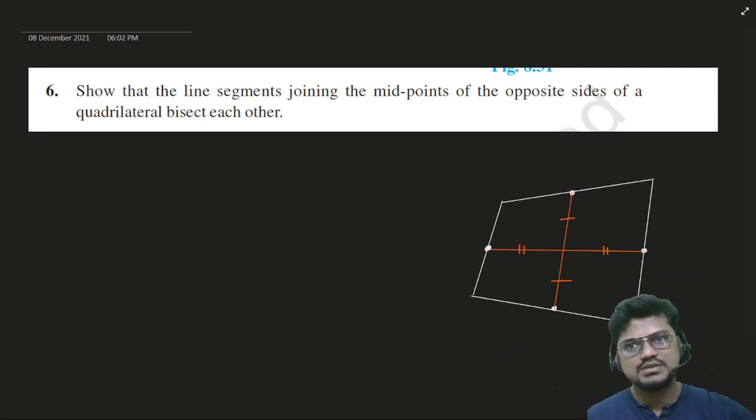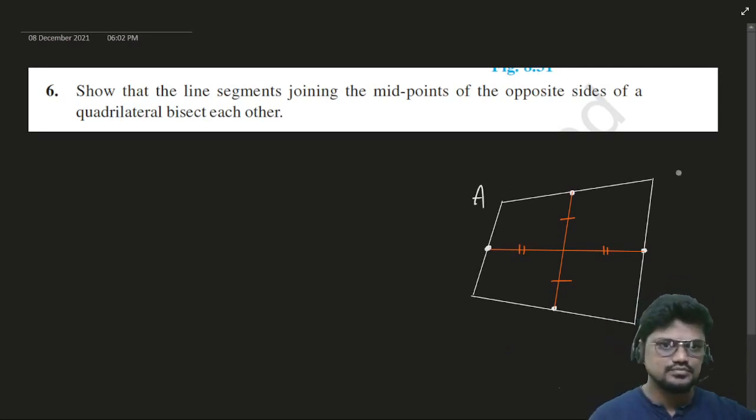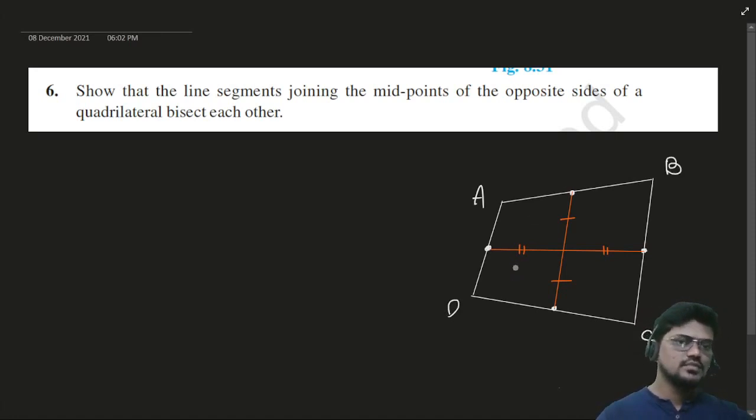If this is ABCD, sir, we can try to make a diagonal and make two triangles. Yeah, we can do that. So what we will do, see, this is not given. So first we will write what is given.